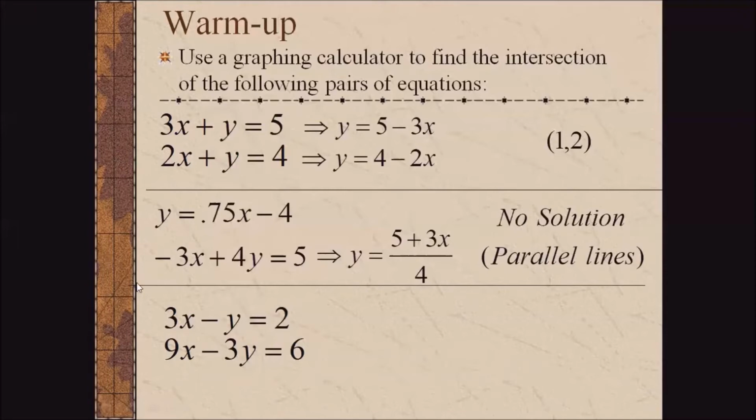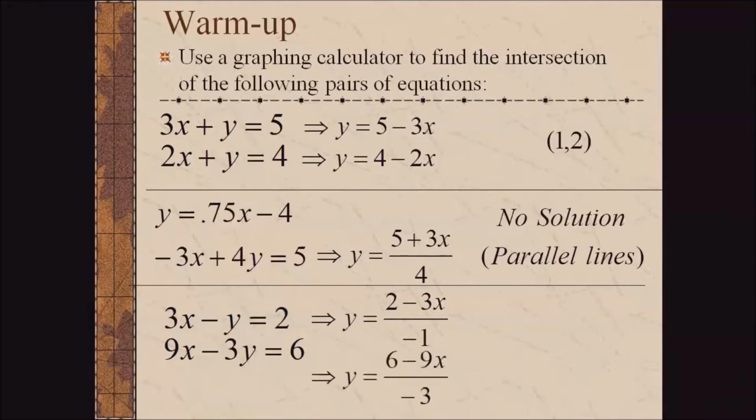Finally, let's look at the last pair of equations. We need to get each of them into a form that can be put into the y equals of our calculator. The first equation, we need to subtract 3x and divide by -1. This will give us 2 minus 3x, the entire thing divided by -1. For the second equation, we're going to subtract 9x and divide by -3. That'll give us 6 minus 9x, all divided by -3.